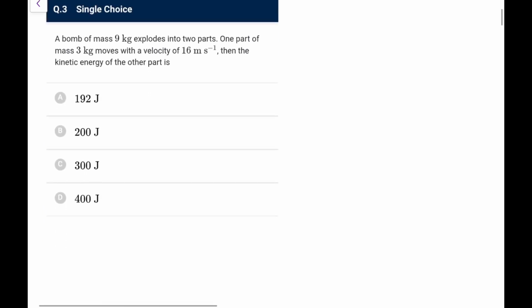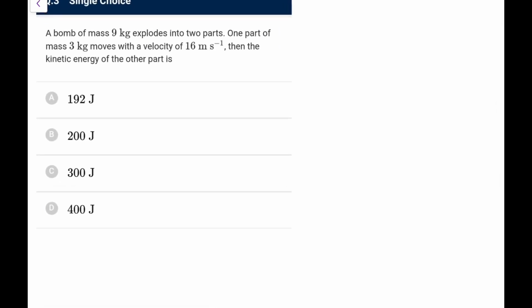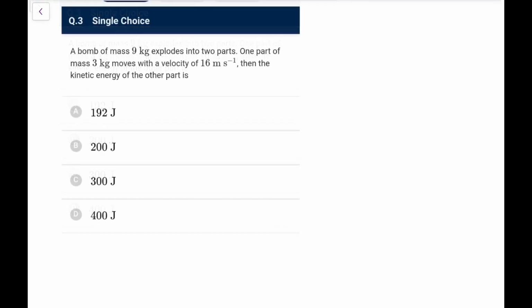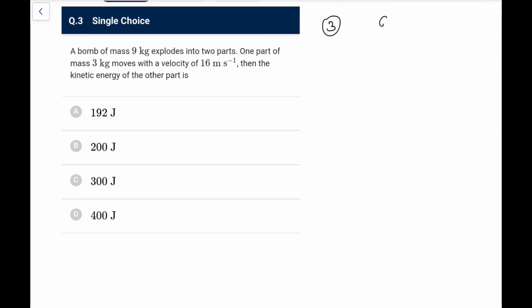Next one: a bomb of mass 9 kg explodes into 2 parts. One part of mass 3 kg moves with a velocity of 16, and the kinetic energy of the other part will be. So let's say one part is 3 kg, the other part is 6 kg. When they go in opposite directions, the momentum will be the same. So kinetic energy is inversely proportional to mass.